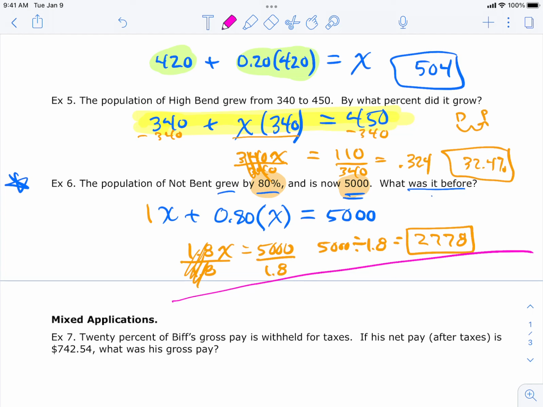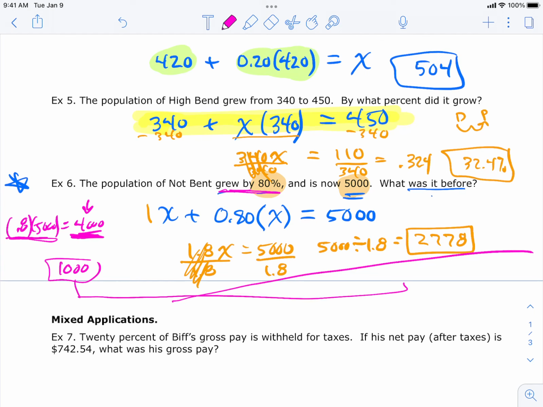So if you multiply 0.8 times the 5,000, that will get you 4,000. If it grew by 80%, that must mean it grew by 4,000. So I must just subtract the 4,000. I must have started at 1,000, right? Because 80% of 5,000 is 4,000. It grew by 4,000. So if it ended up at 5,000, it must have started at 1,000, right?